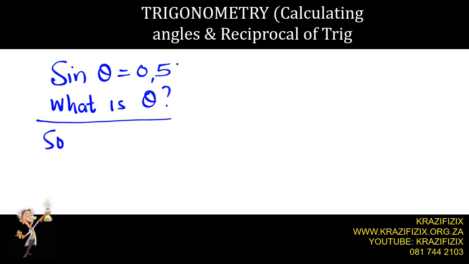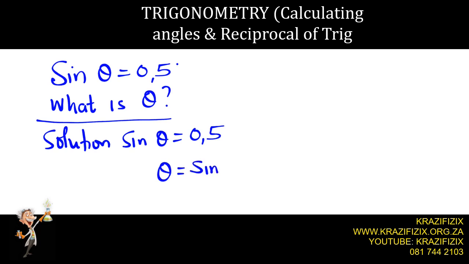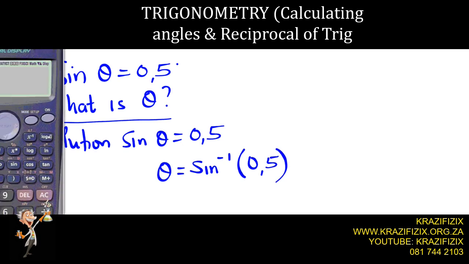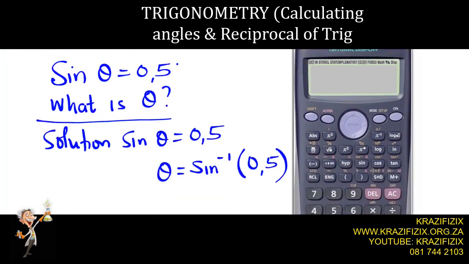Solution. So sine theta equals 0,5. What we then do is we say theta will be equal to the inverse of that. So sine to the power of negative 1, and then 0,5. We are reversing our ratio now. Let's quickly check how we get an answer. We use our calculators here. And how do you get that?